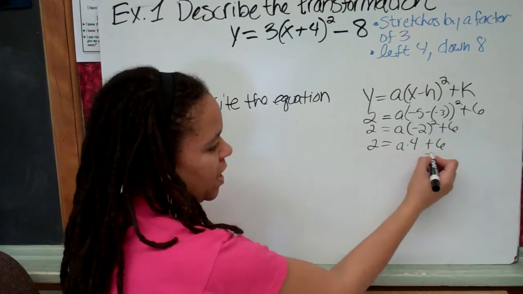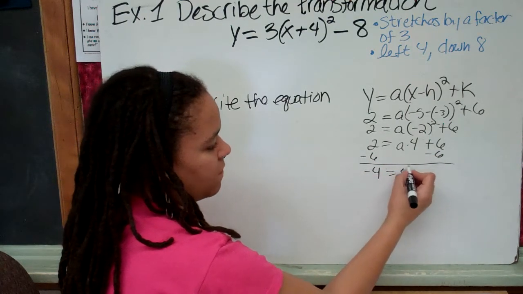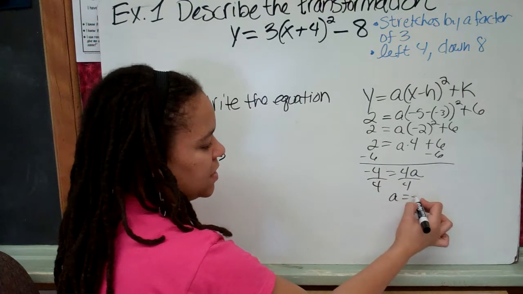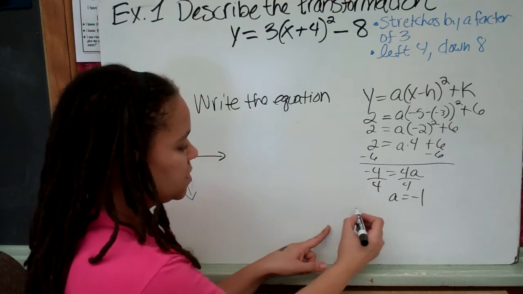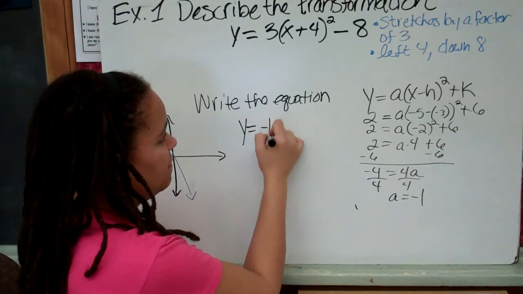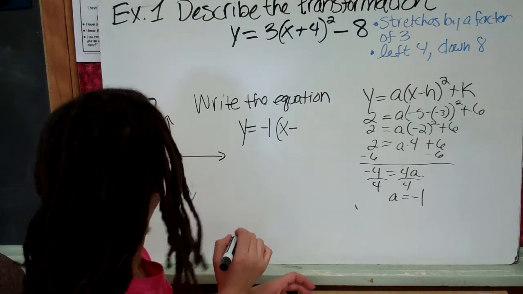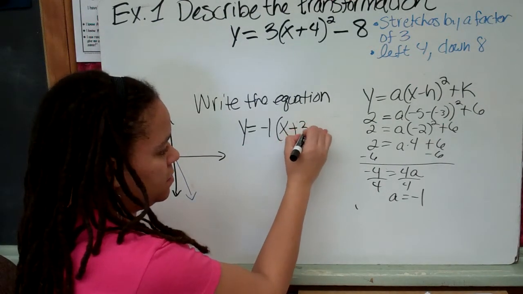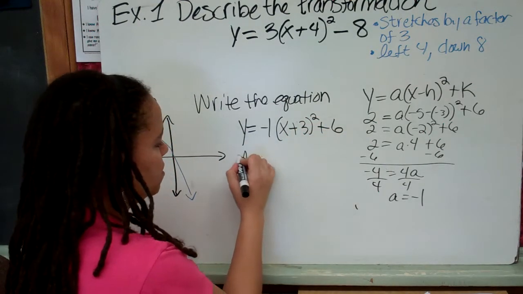So I'm going to subtract 6 from both sides. Negative 4 is equal to 4a. Divide by 4, divide by 4. A equals negative 1. Now that we have a, we can write our equation. So the final equation for this one would be y equals negative 1 times (x minus, what was h? Negative 3, or I guess we should say x plus 3) squared plus 6.